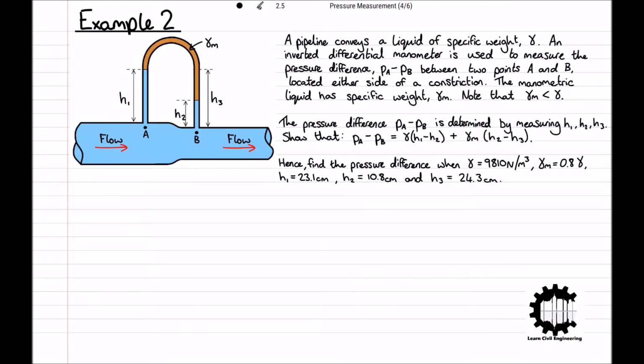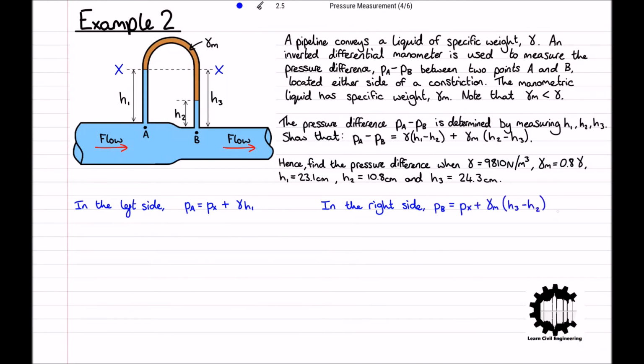Firstly, we must identify an elevation, which we will denote x, at which the pressure, Px, can be related to the pressures Pa and Pb, taking x to be the elevation of the upper interface of the manometric liquid in the left-hand side of the manometer. Hence, in the left-hand side, we have Pa is equal to Px plus gamma h1, and in the right-hand side, we have Pb is equal to Px plus gamma m times by h3 minus h2 plus gamma h2.